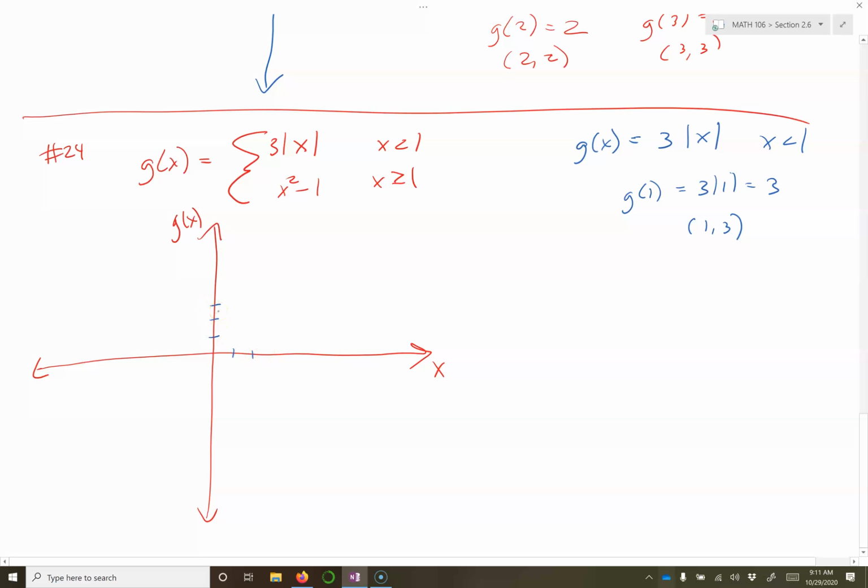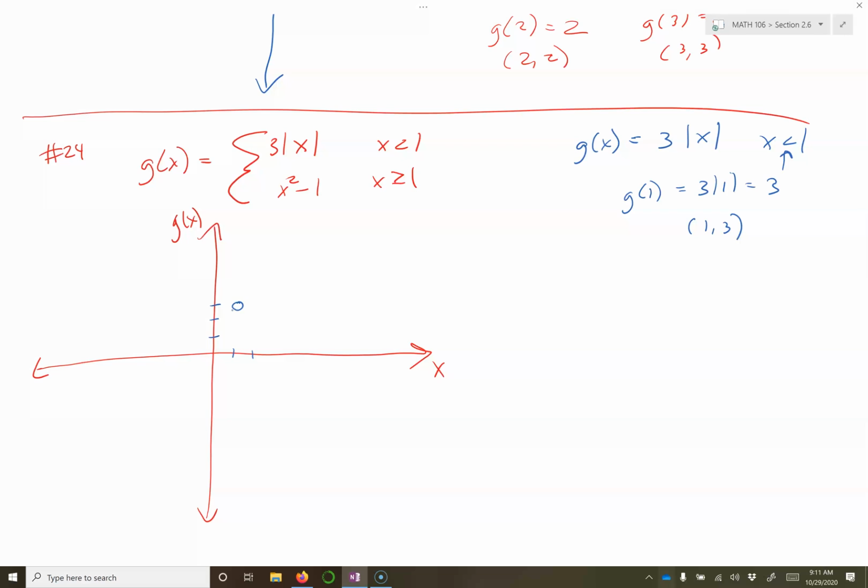Okay, open circle, closed circle. We're less than 1. So if I'm just looking at this piece, it should be, for now, an open circle. When we look at the second piece, it may not end up being that way, but if I'm just looking at that first one, for right now I'm going to put an open circle.